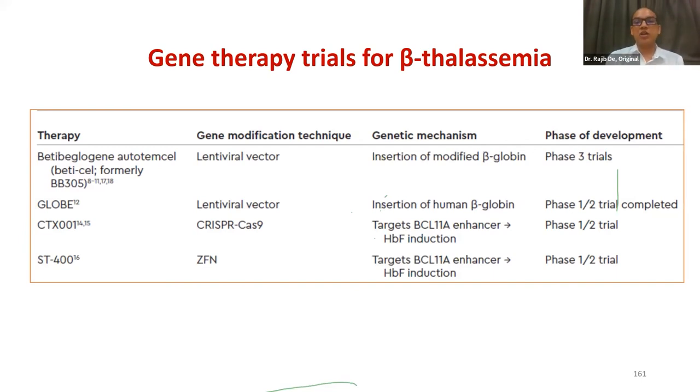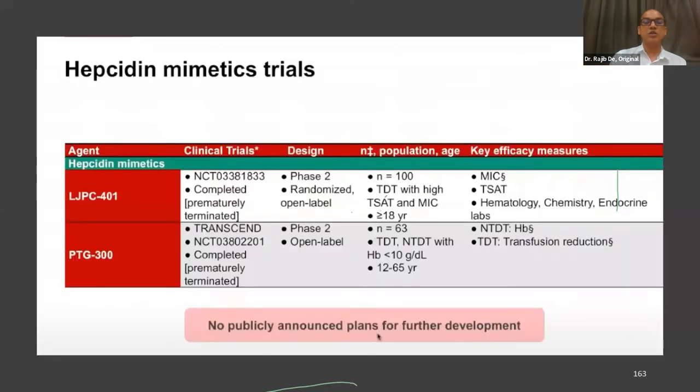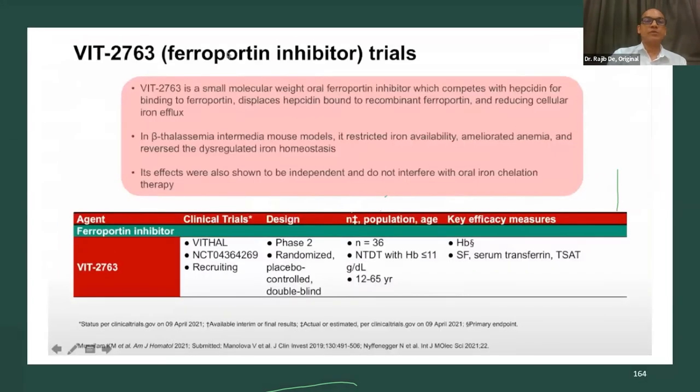That is the beta cell method, which causes insertion of modified beta globin, that is the GLOBE method. Or there can be a CRISPR-Cas9 or zinc finger directed method. So there are different novel medications for beta thalassemia: luspatercept, sotatercept, sirolimus, apotransferrin to prevent the iron absorption, and ruxolitinib also can be used as a JAK1/2 inhibitor to reduce the ineffective erythropoiesis and reduce the splenomegaly. Hepcidin mimetics can be used for decreasing iron absorption. These things are there in different phases of trial.